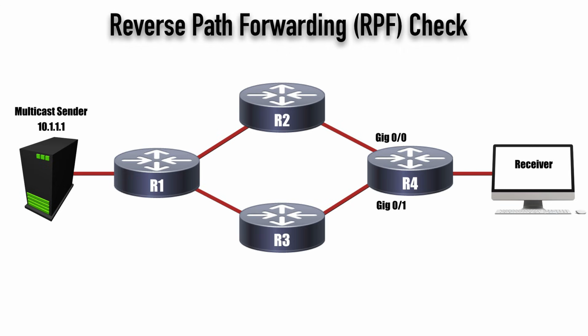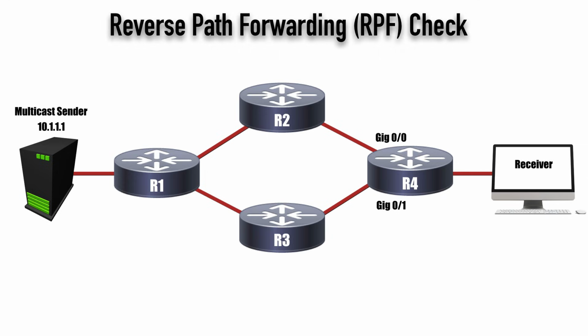Now, what's going to prevent that from happening is something called RPF, reverse path forwarding. We don't want to receive duplicate copies, so here's what R4 is going to do. R4 is going to say, all right, I'm getting in some traffic, and it's coming from 10.1.1.1, and I'm receiving this traffic coming into gigabit 0/0 and into gigabit 0/1.